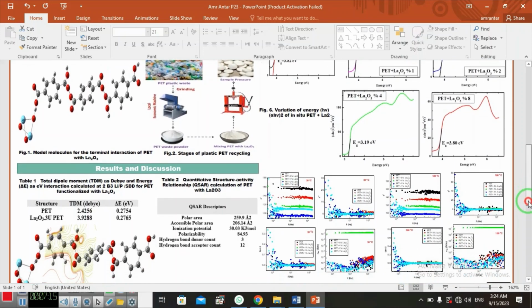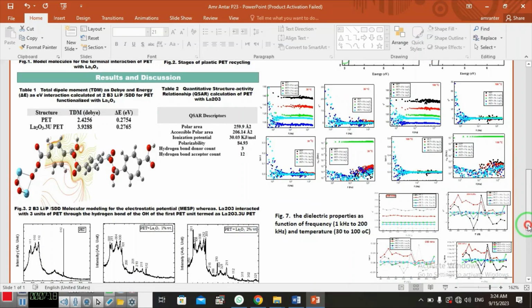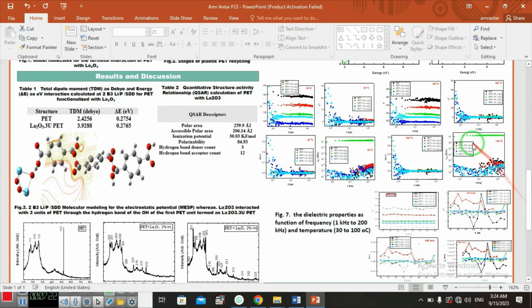Dielectric properties. Figure 7 presents the dielectric properties as a function of frequency at room temperature, 30 to 100 °C, for the samples PET and PET with La2O3 at 1, 2, 4, and 8%. The dielectric constant, ε', is the value that expresses the energy stored in the sample. The value of the dielectric constant was decreasing with the doping values. The frequency does not have an impact on the value of ε', but the La2O3 content affects the values of the dielectric constant. The highest constant is for the 8 wt% La2O3 sample, but the lowest value is for the samples doped with 1 and 2 wt% of La2O3.